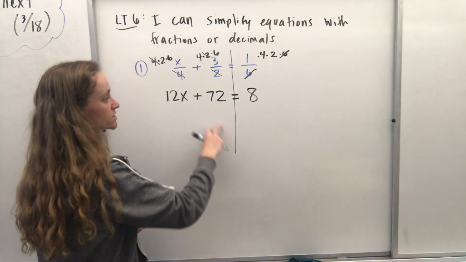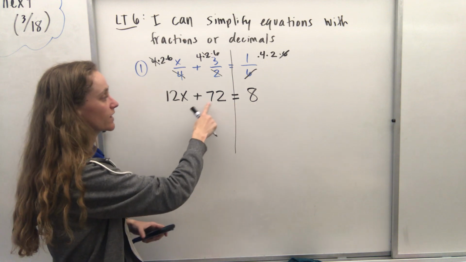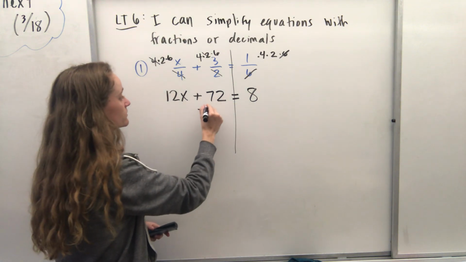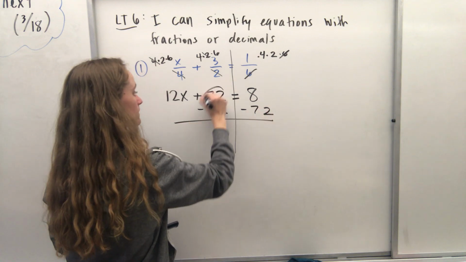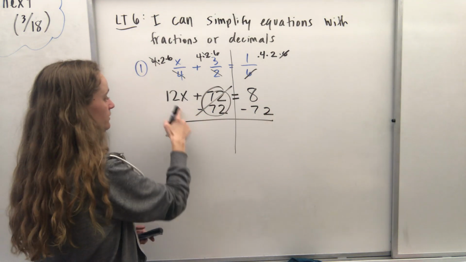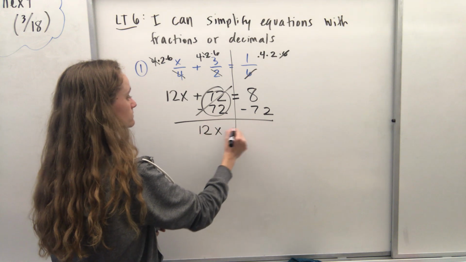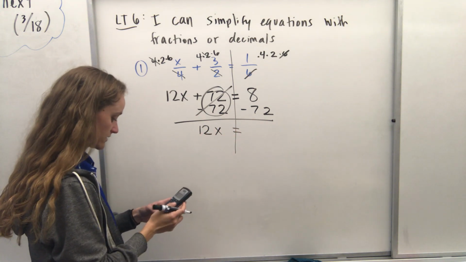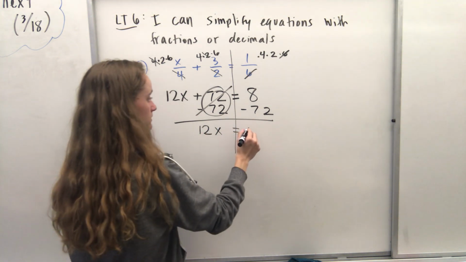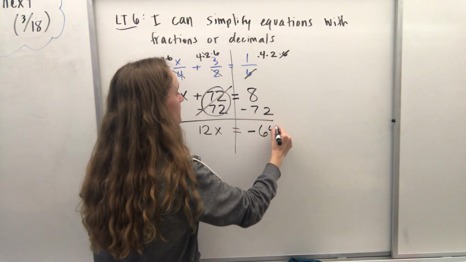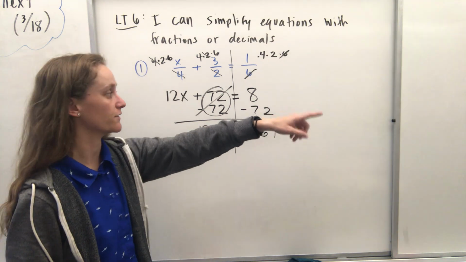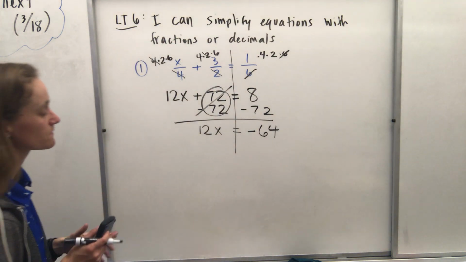So I want to move the units to the other side. The opposite of adding 72 would be subtracting 72. Okay, so that's my 0 pair. So I bring down the 12x. And then 8 minus 72 would be negative 64, because I would start at 8 on the number line and then go back 72 spaces.